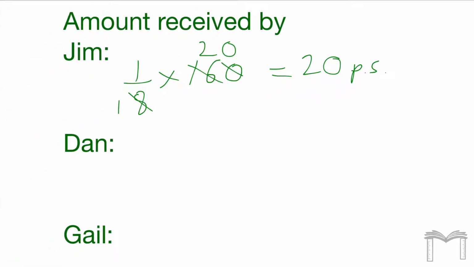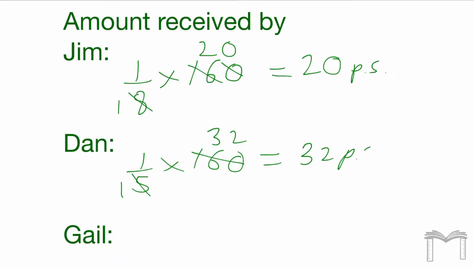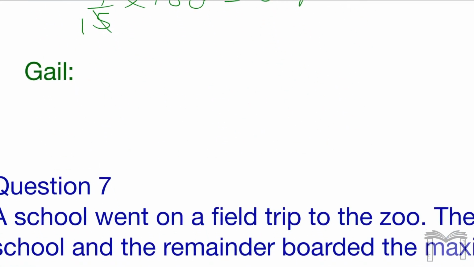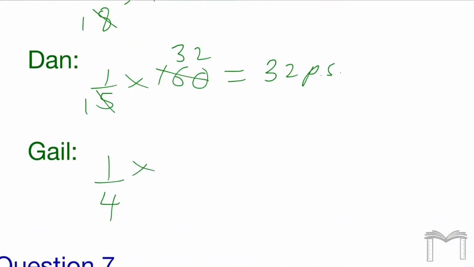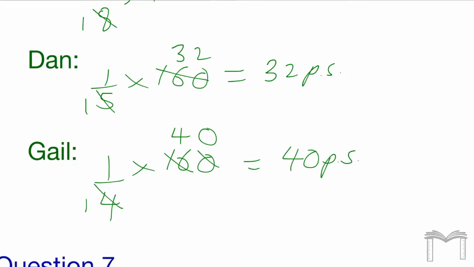Dan got 1/5 of the 160 popsicle sticks. 5 into 5 is 1, 5 into 160 is 32, so that's 1 times 32 is 32 popsicle sticks. And Gail got 1/4 of the 160. 4 into 4 is 1, 4 into 16 is 4, put back the 0, so that's 40 popsicle sticks. Of course you all need to write the whole word popsicle sticks.